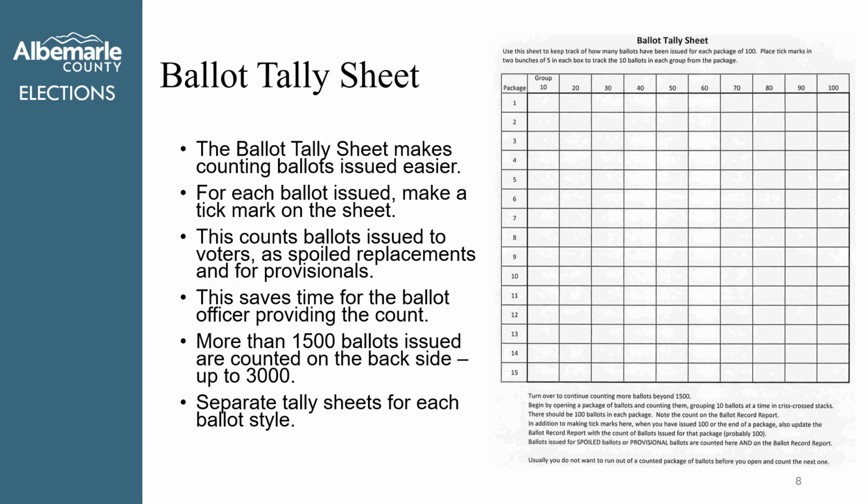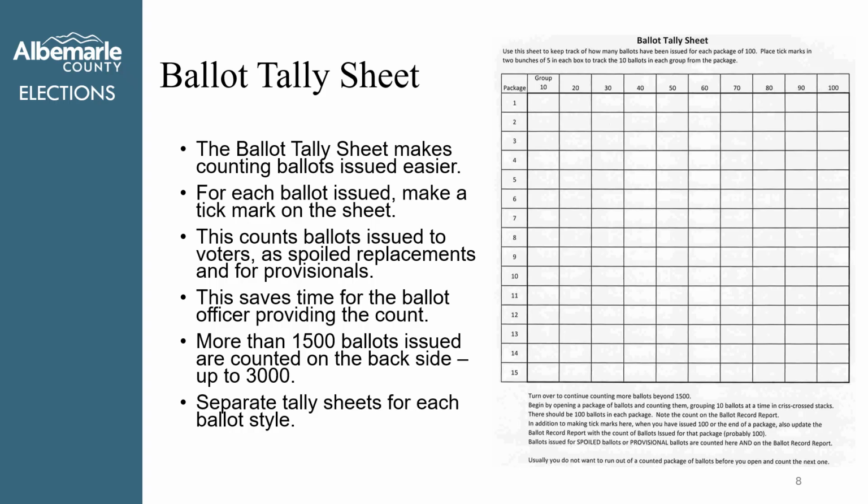The ballot tally sheet is evolving, and some precincts use their own version of this sheet, but the bottom line is this is the sheet that the ballot officer uses to count the total number of ballots they issue. For every ballot issued, they keep count on the ballot tally sheet. Of course, this will include ballots that were issued to replace spoiled ballots and ballots that were issued for provisional ballots. So there will typically be more ballots counted on the ballot tally sheet than there will be ballots on the scanner or even checked in on the poll pad.